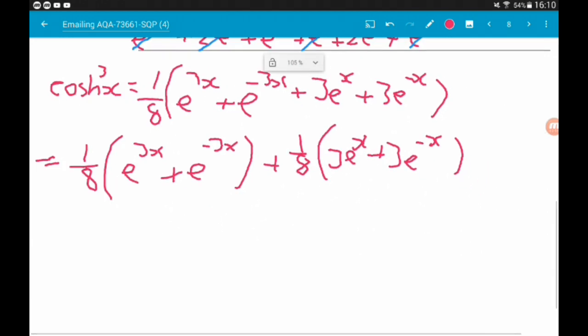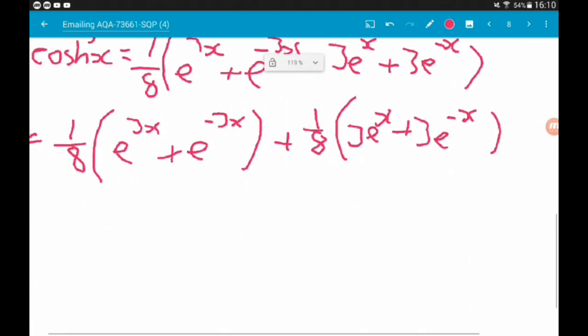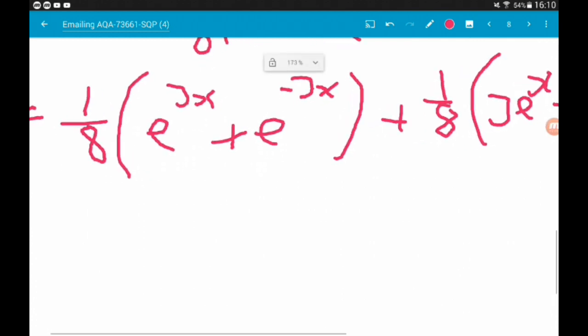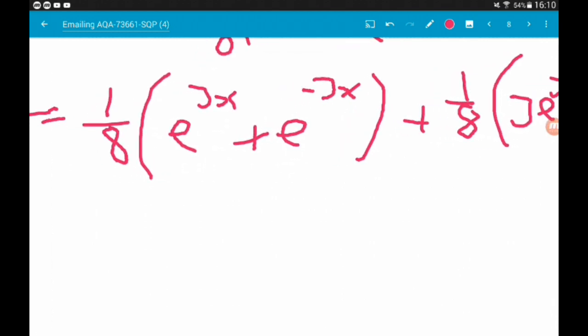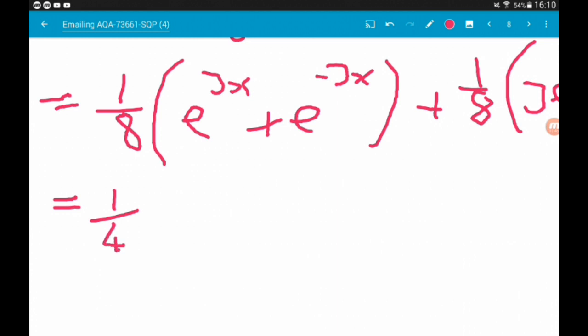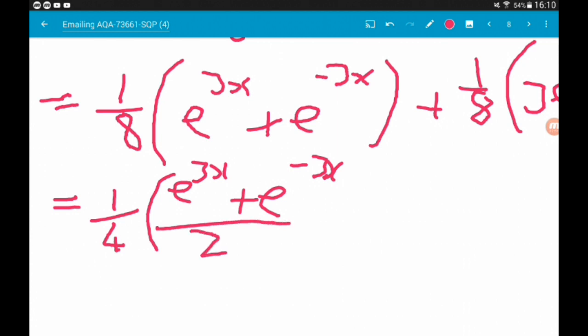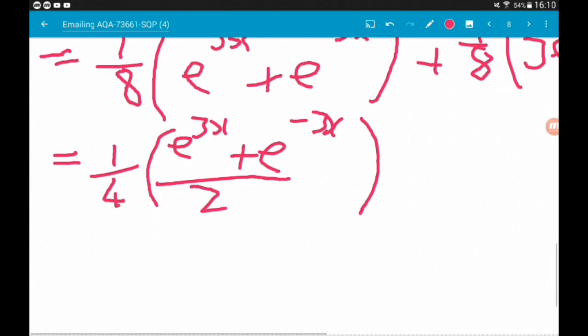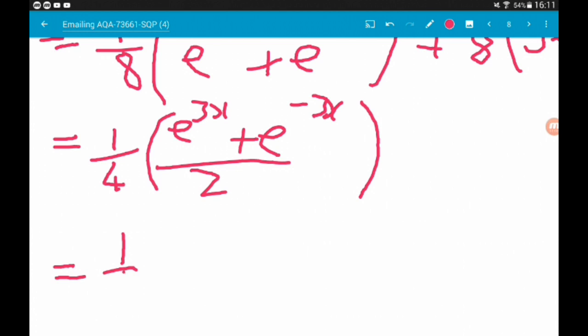Now, these two things that are inside the brackets are almost looking like expressions for cosh. So what we can do now, the only thing that e to the 3x add e to the minus 3x is missing is that factor of 2 on the bottom. So we can say this first guy is 1/4 of e to the 3x add e to the minus 3x over 2. So that is 1/4 cosh of 3x. So that's cool.